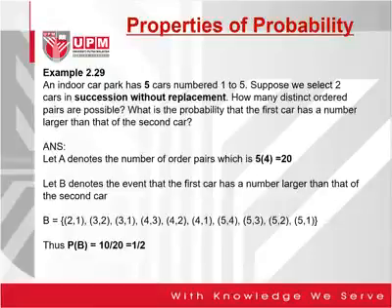Now the second part of the question is, what is the probability that the first car has a number larger than the second one? There's no shortcut for this one. We have to list out all the possibilities. So you see 2,1, 3,2, 3,1, and so on. All the possible outcomes where the first number is larger than the second number. How many of them? There are 10. So the answer for the second part of the question is 10 over 20.